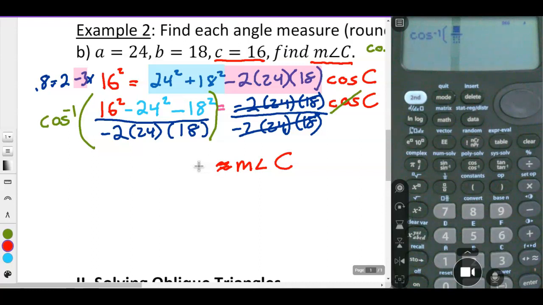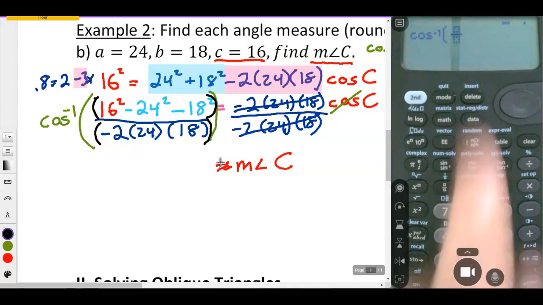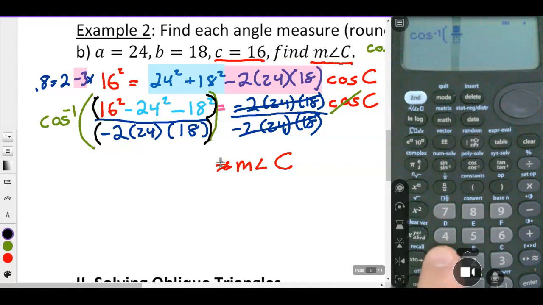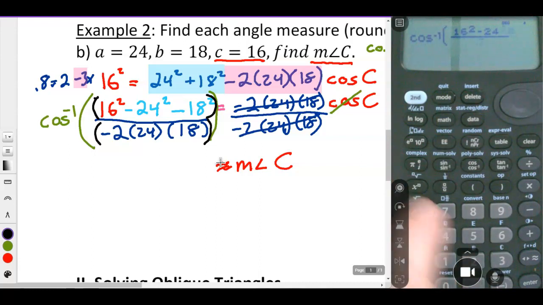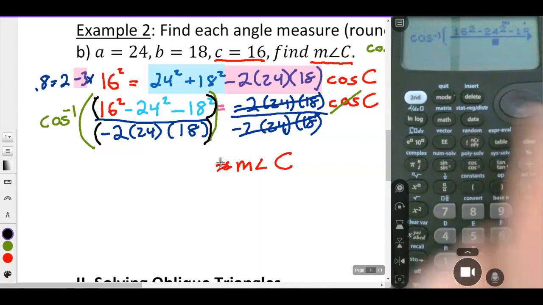So if your calculator doesn't have a fraction button, you're going to have to do a little more inputting. You have to do parenthesis, arc cosine, parenthesis, and then a parenthesis again for just the top, and you hit the divided by button, and then you do parentheses for the bottom, and at the very end you have to close the parentheses again. Without the multi-line math input like we have here, you have to be a lot more careful with those parentheses. So we got 16 minus 24 minus 18, squared, all squared, on the bottom.